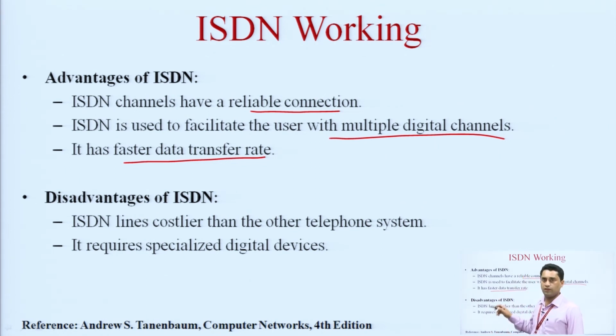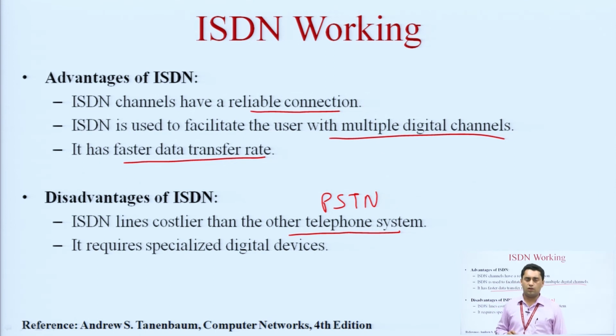When we are performing this, we are using some extra effort, so obviously the cost is quite high in comparison to the PSTN network. Here it is mentioned other telephone system, means we are taking the reference of the public switched telephone network. And yes, it also requires some additional specialized digital devices which are able to handle these 23 B channels and 1 D channel. Otherwise, we are going to twist the wires, which again costs more. So, this is all about the advantages and disadvantages.